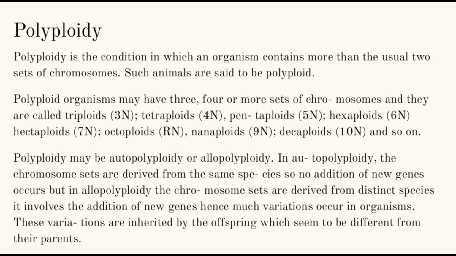Polyploidy may be autoploidy or alloploidy. In autoploidy, the chromosome sets are derived from the same species and no addition of new genes occurs. In alloploidy, the chromosome sets are derived from distinct species. It involves the addition of new genes, hence much variation occurs in organisms. These variations are inherited by the offspring which seem to be different from their parents.